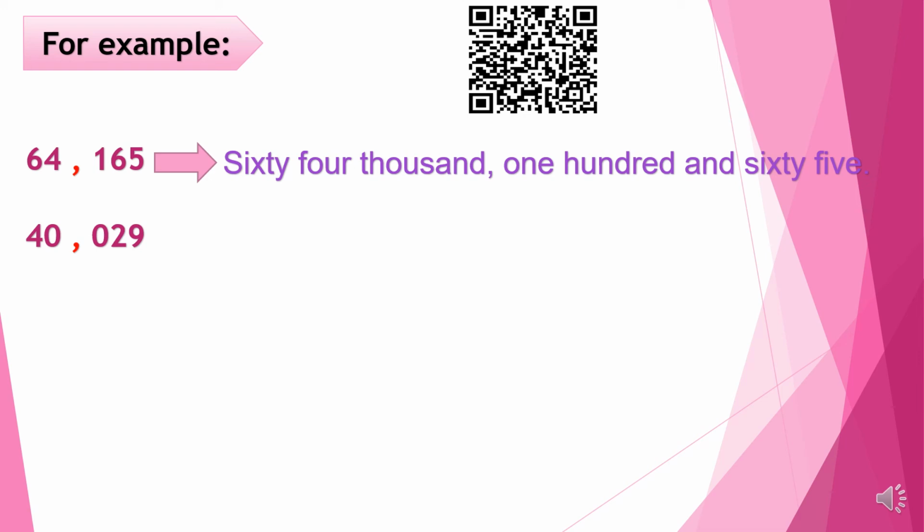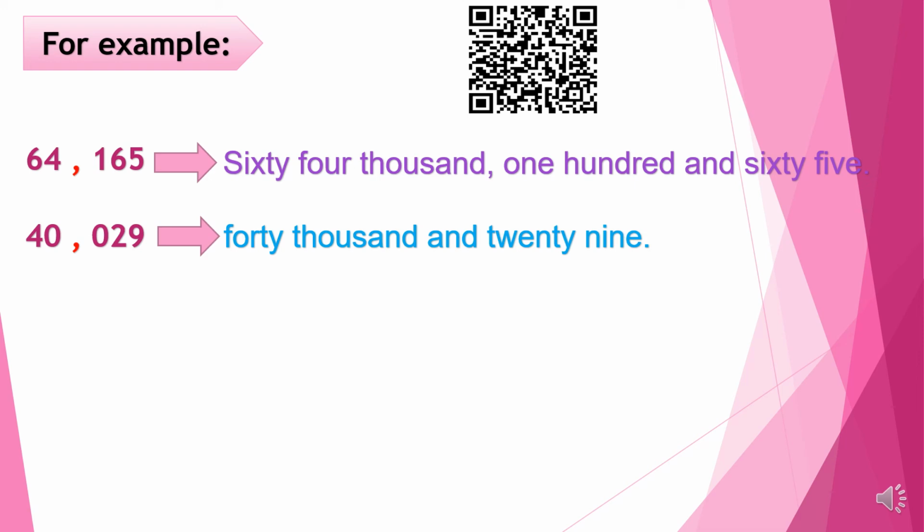Another number. Also, it's a 5-digit number. Read from the left. 40,000. What do we say when we see a comma? Just say thousand. So start from the left. 40,000. We don't have any hundreds here, so we will read just 29. Okay, so 40,000 and 29.